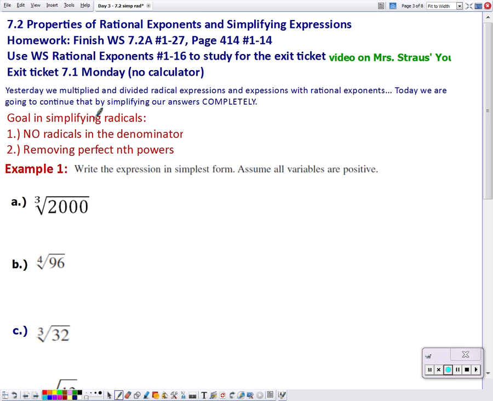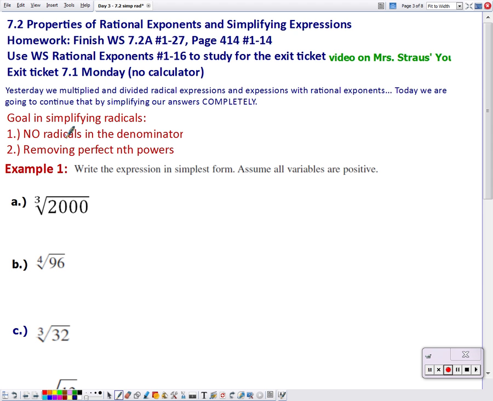Okay, today's lesson is about 2 things. It's about simplifying radicals, and it's also about looking for like radicals. Yesterday we talked about multiplying and dividing radical expressions and expressions with rational exponents. Today we are going to continue that by really making sure our answers are simplified completely.